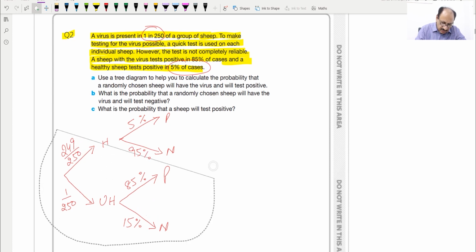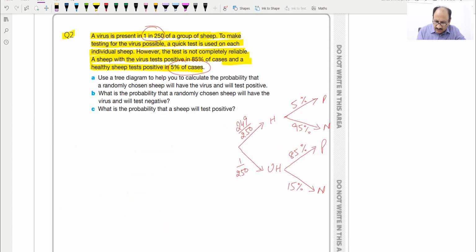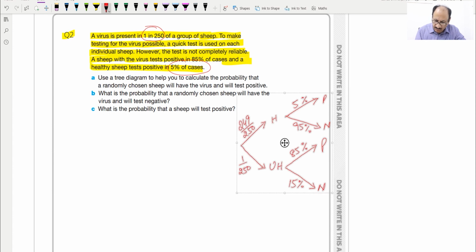So this is the tree diagram which I have drawn for this question. You can go through this tree diagram and this simplifies our issue. Now we will answer the questions. A part: use the tree diagram to help calculate the probability that a randomly chosen sheep will have the virus and will test positive. Will have virus and test positive will be which option? That is what we need to take.